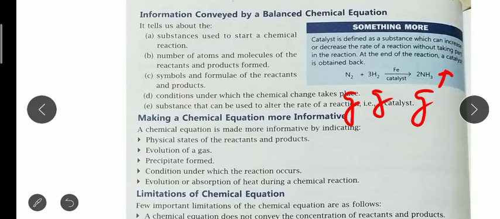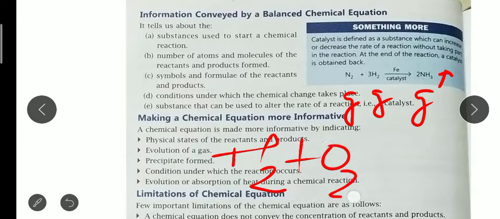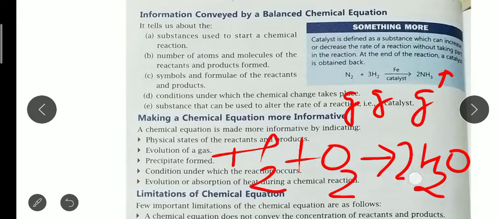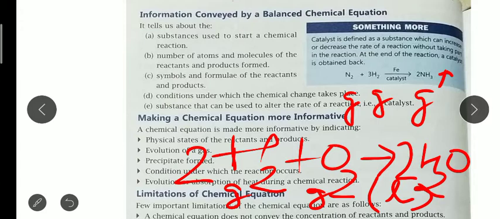Sometimes, when hydrogen reacts with oxygen, it produces water, H2O. So we can say that hydrogen is a gas, oxygen is a gas, but the product formed is a liquid. So we can write here small l. The small l represents the physical state of the water, the product. Like this we can easily write.